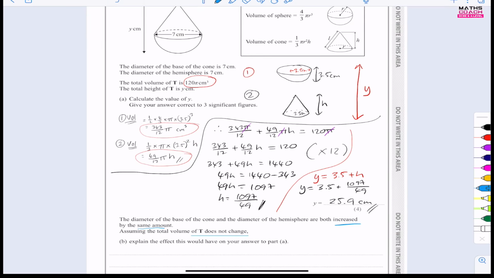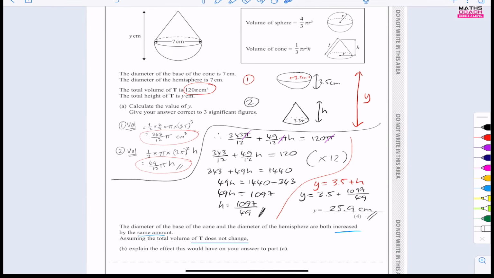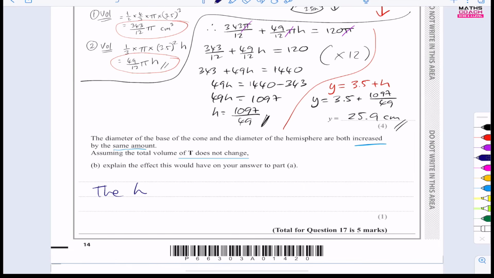Let's see. We are told that the diameter is increasing. It's getting bigger by the same amount. Obviously, they're both the same diameter because they're tied to each other. Now, if the volume doesn't change, that means as this gets bigger, this would get shorter, shrink down, because the volume needs to stay consistent. So the height of this would go down. So the height of T would decrease. That's the only way that you can keep that volume consistent.